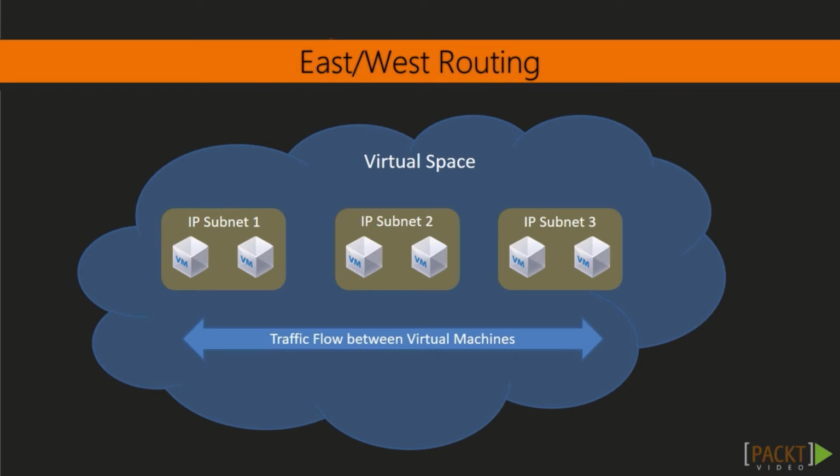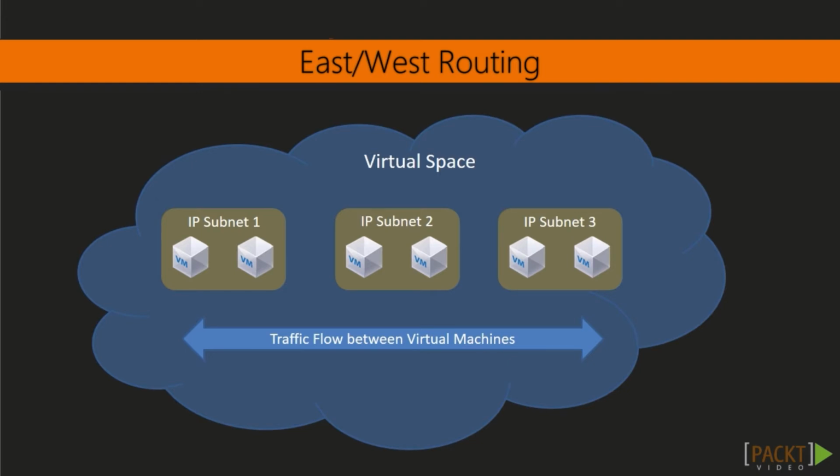On the other hand, we have east-west routing. Within NSX, east-west routing is defined as traffic flowing between virtual machines. So we have a couple of virtual machines within the virtual space, and they are sitting in different IP subnets. And we need to enable the traffic flow from the virtual machines to others sitting in different IP subnets. So we call that east-west routing. So summarizing, north-south traffic goes from the virtual space to the physical world, east-west traffic is routed within the virtual space only.